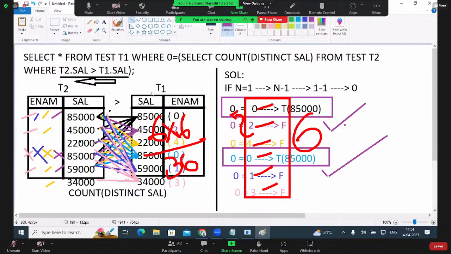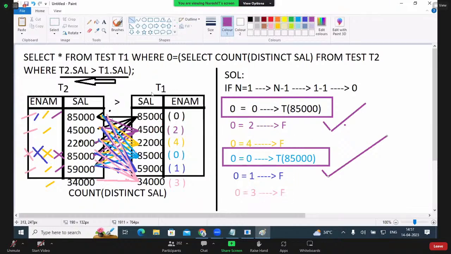So these are the differences between correlated and non-correlated. Total 6 into 6 comparisons. After that, each and every value of the inner query is compared again with the outer query. So here 6 time comparisons, there 36 time comparisons, total 42. So that's why correlated performance will be very low compared to non-correlated.